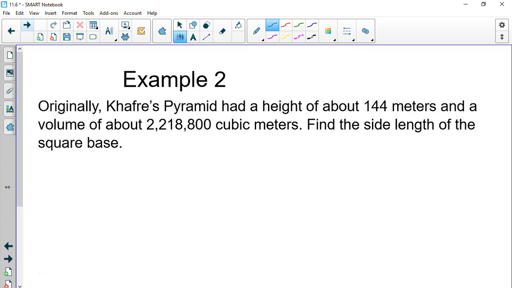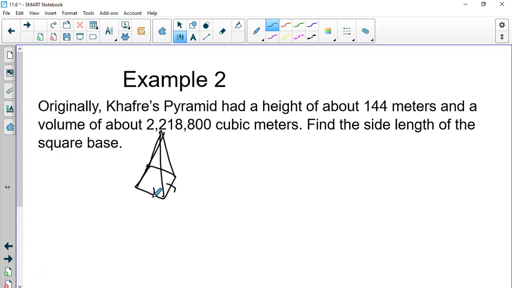Okay, originally Khafre's pyramid had a height of about 144 meters and a volume of 2,218,800. Find the side length of the square base. Well, let's think about this. First off, we have a square base coming to a point, right? And being a square, all the sides are equal. So length and width are the same. So that means we're just going to square root somewhere in here.